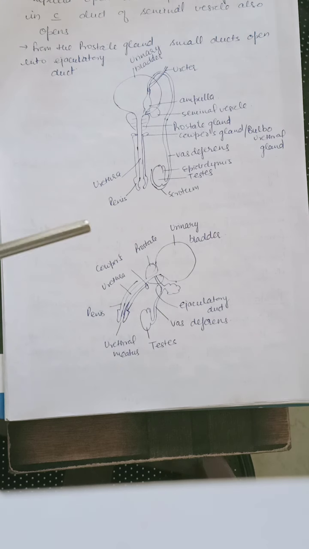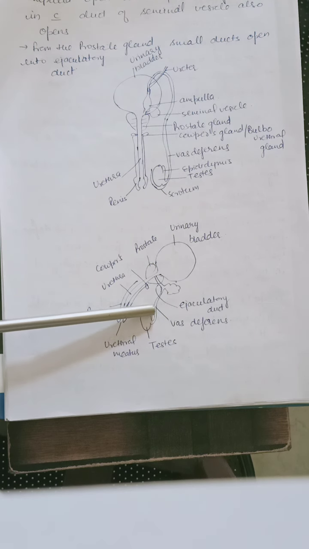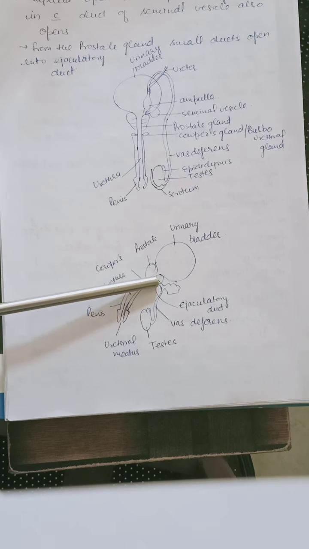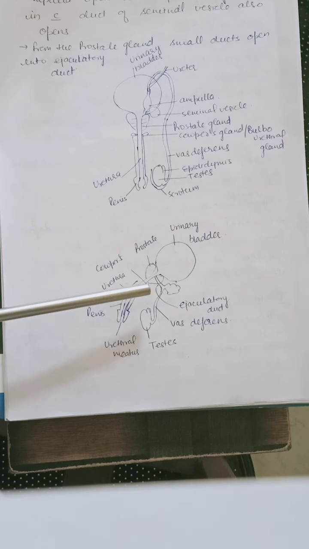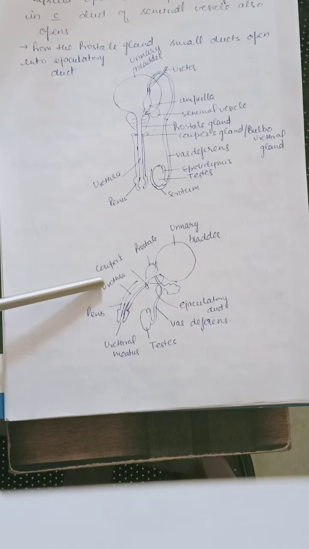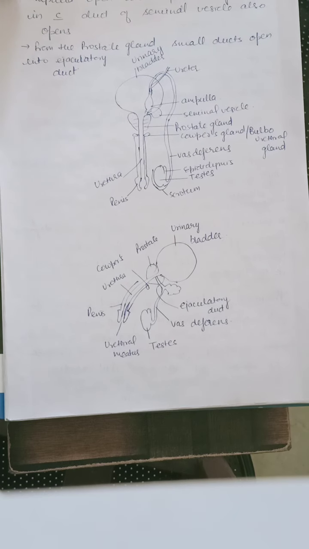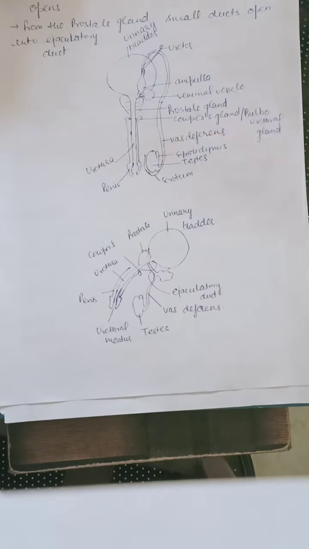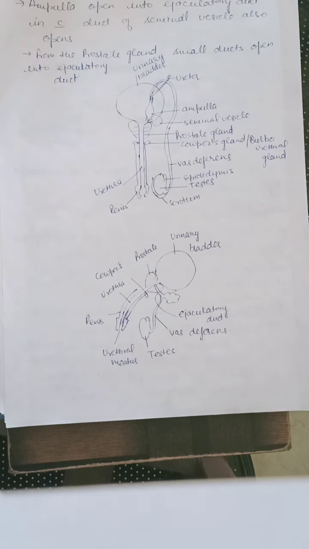See, here I have also shown. This is the testis, this is the vas deferens. Vas deferens forms the ejaculatory duct. Seminal vesicle also pours its secretion into the ejaculatory duct. Then prostate gland also pours its secretion into the ejaculatory duct, and it becomes urethra and opens out through the urethral meatus. Now children, male reproductive glands we will discuss in the next video.